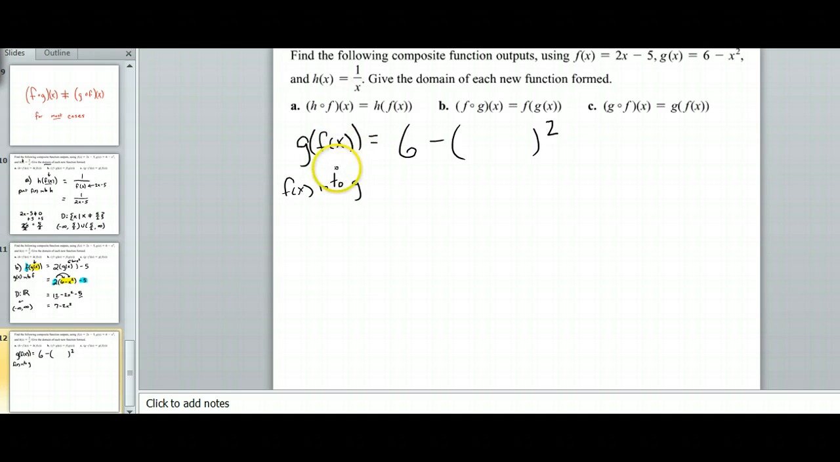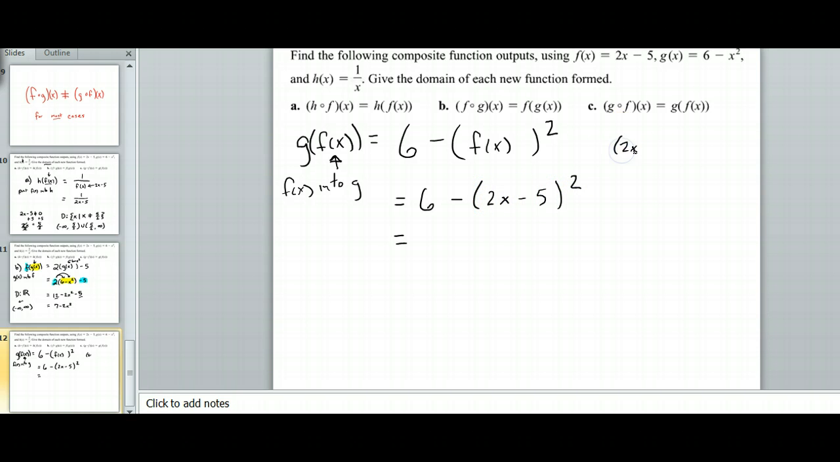Right? What is the input? The input is f of x. So we're going to square f of x. Alright, again, what is f of x? 2x minus 5. So that's what gets squared. Alright, and then we have to remember, 2x minus 5 squared is not 4x squared minus 25. We have to FOIL this out.